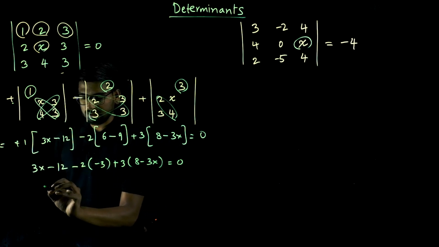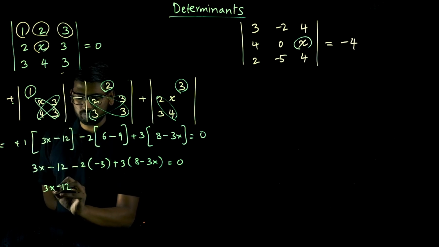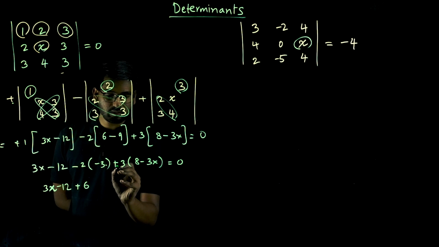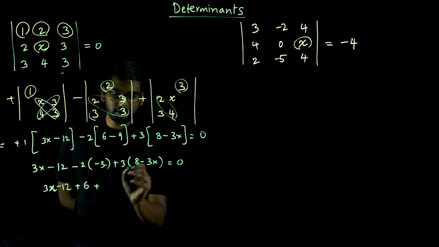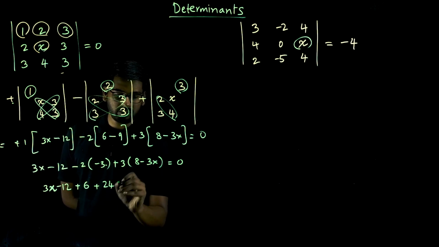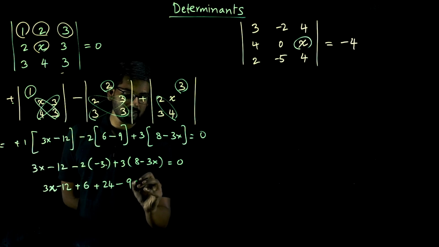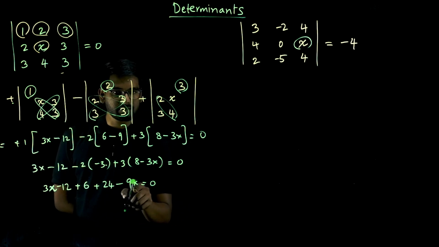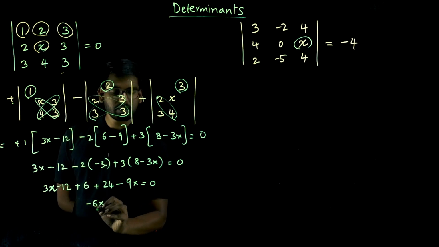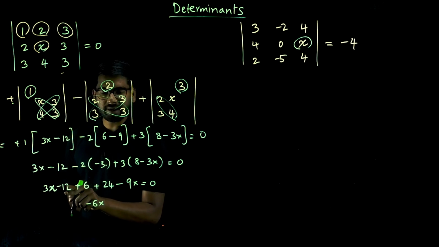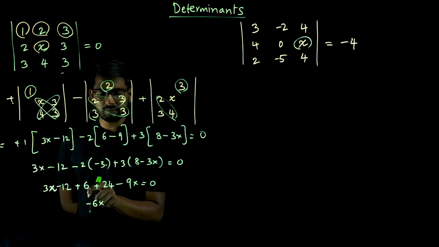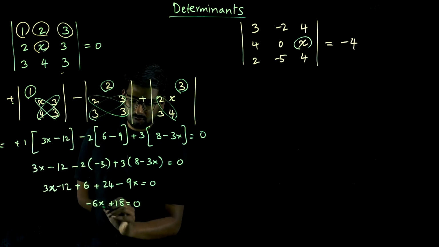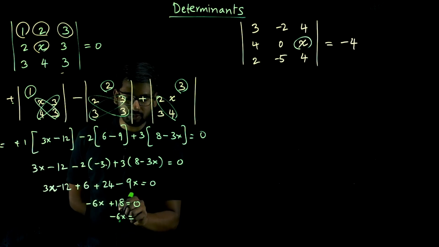Okay. So that is 3x minus 12, minus into minus plus 2 into 3 is 6, plus 3 into 8 is 24, plus 3 into minus 3x is 9x, equal to 0. Okay. So 3x minus 9x is minus 6x. Minus 12 plus 6 is minus 6, minus 6 plus 24 is plus 18, equal to 0. So minus 6x is equal to plus 18.